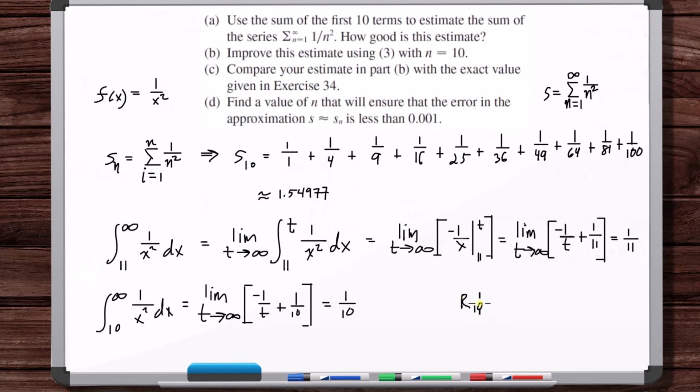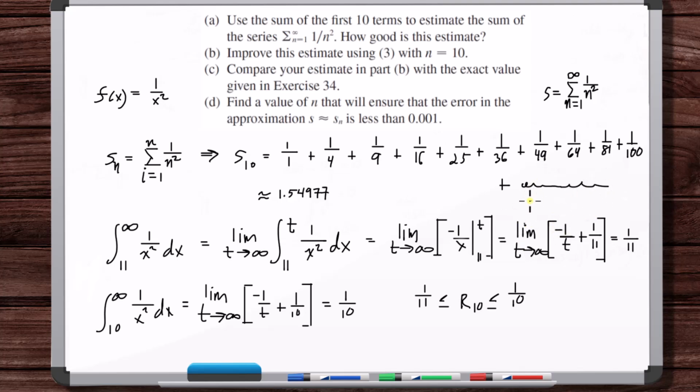So r of 10 is less than or equal to 1 over 10 and is greater than or equal to 1 over 11. But what does this mean, though? We need to answer the question, how good is this estimate? If we just gave this to somebody, they wouldn't know what we're talking about. So remember, what this means is that we've got this S of 10 here, but the actual sum, we know that there is an infinite sum. The actual sum is this S of 10 plus all this other stuff going off to infinity. That's the R sub 10.